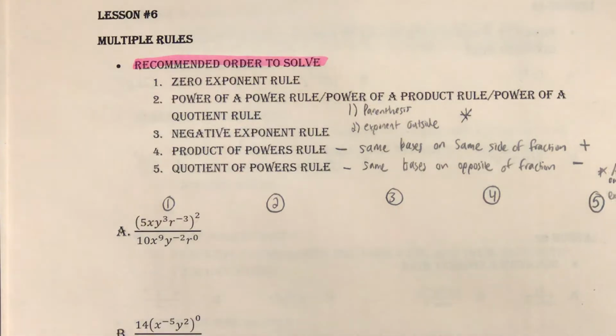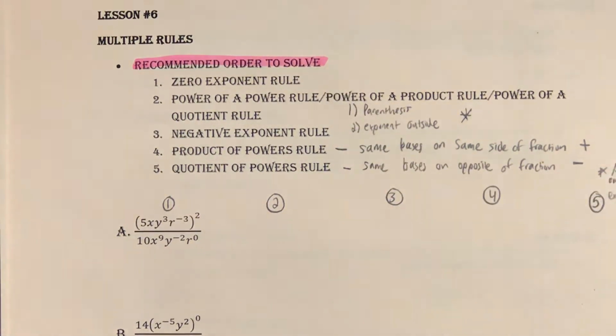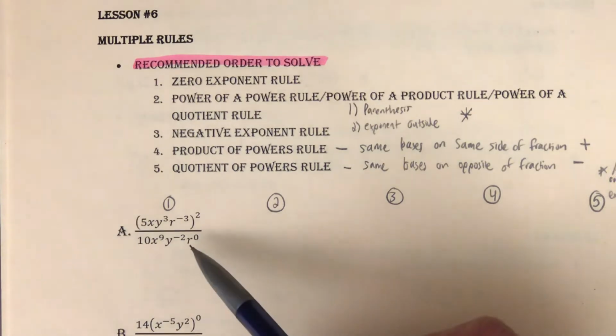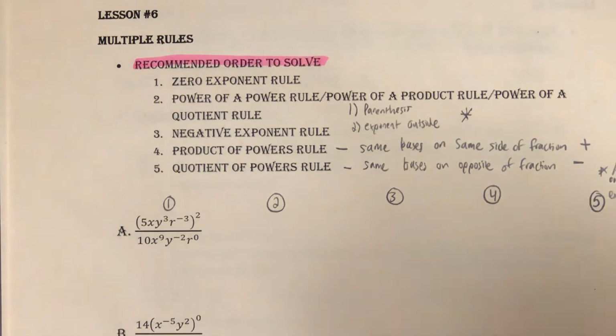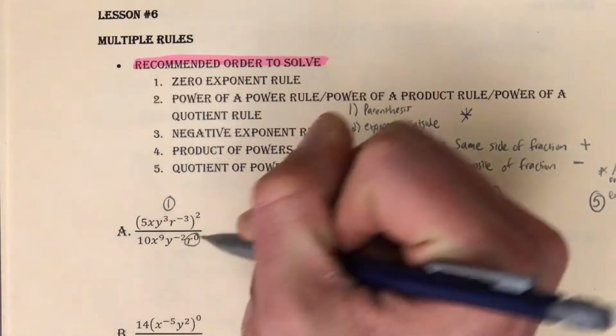So example A says we have this exponential expression of parentheses 5xy to the third r to the negative third with a 2 outside the parentheses over 10x to the 9th, y to the negative 2, r to the 0. So in the first rule, again, we're looking for the 0 exponent. Well, I see that we have a 0 exponent right here, and it is attached to the r. So we've got r to the 0.